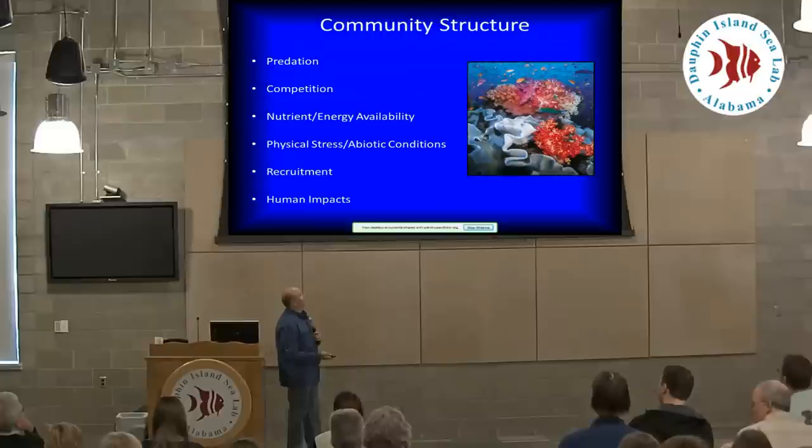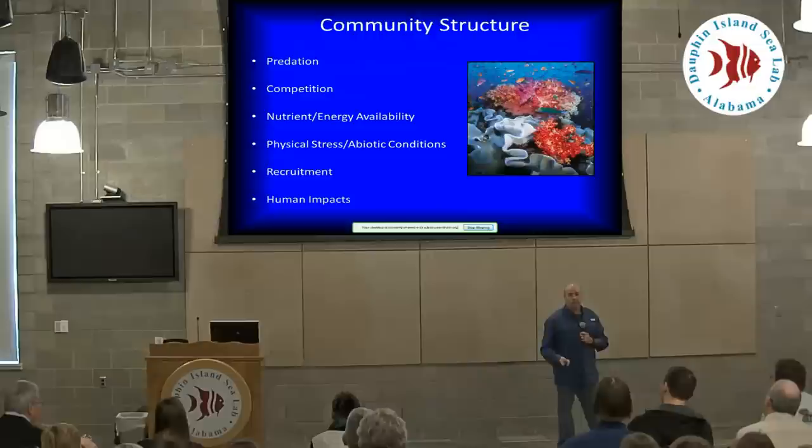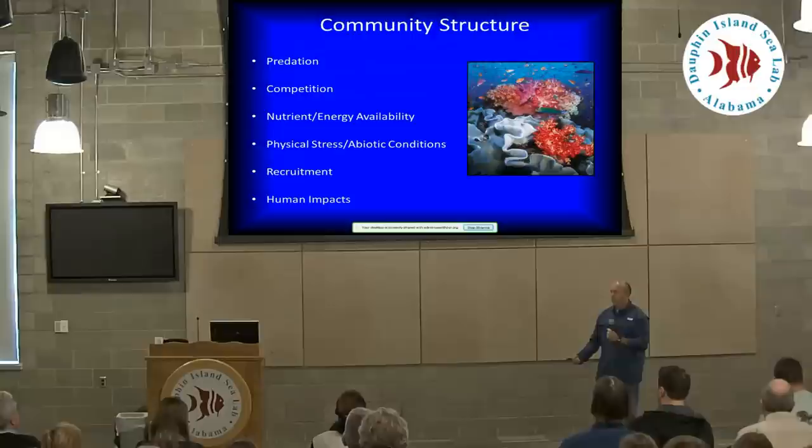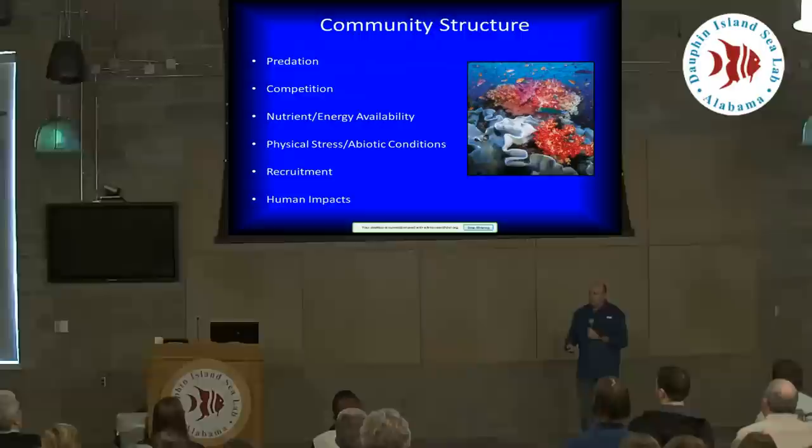There are a lot of different factors that can affect ecological communities, and I've listed a few of these here: biotic things like competition and predation, and abiotic things like nutrient availability or stress and human impacts. One of the things that we're trying to do in my lab is to understand how these things interact to affect communities.